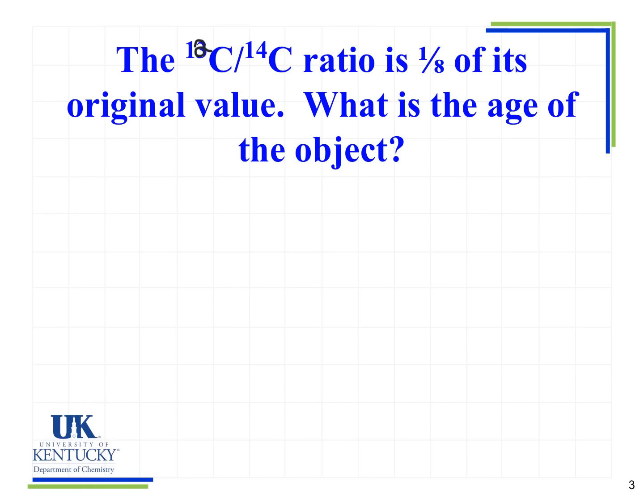So let's look at another example. The carbon-12 to carbon-14 ratio is 1/8 of its original value. What is the approximate age of the object? Think about how many half-lives it would take to get to 1/8, and then figure out how old that object would be. Remember that the half-life of carbon-14 equals 5,730 years.